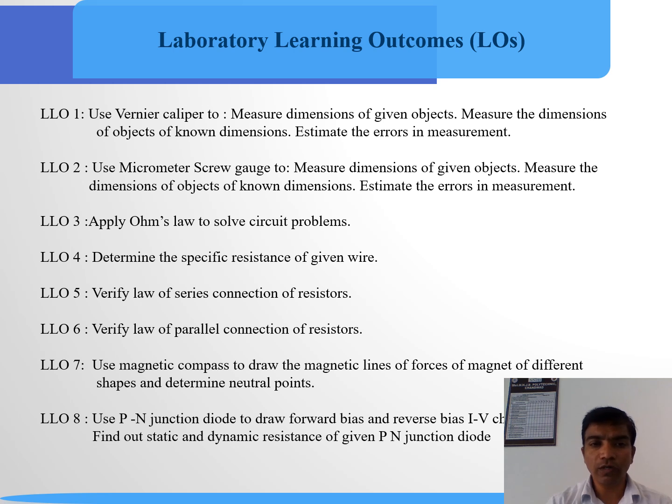Then in LLO5 we are going to measure the series connection of resistors, and in LLO6 the resistance of a parallel combination. LLO7 is where we are going to use a magnetic compass. LLO8 is where we are going to see the semiconductors. So these are the LLOs. In total we have 15 LLOs, and out of those 15 we are going to study 12. Now let us see the next LLOs in the next slide.